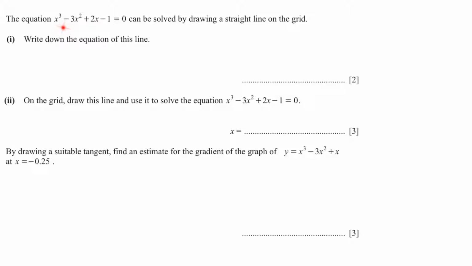The equation x³ - 3x² + 2x - 4 = 0 can be solved by drawing a straight line on the grid. Write down the equation of this line. In a graph question like this, always write down the original equation that they have given us, which in this case is y = x³ - 3x² + x.